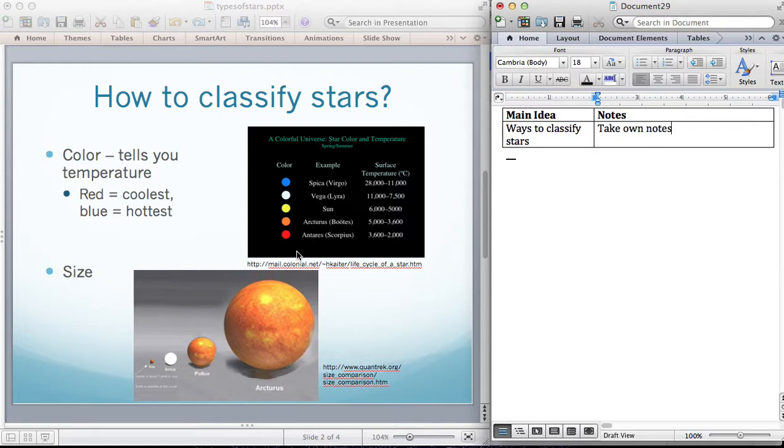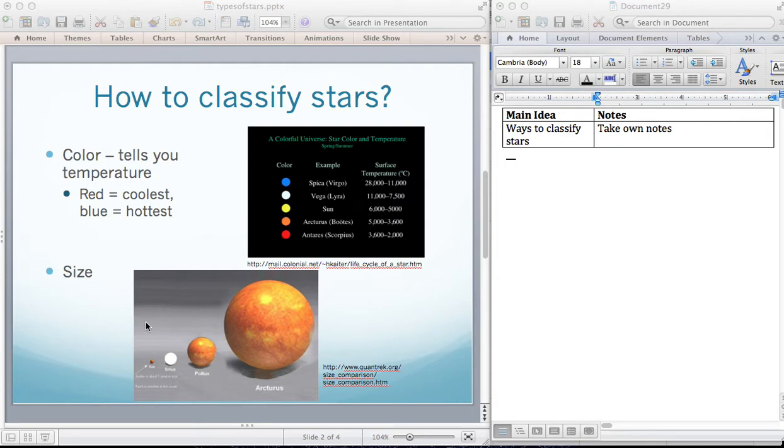So the overall color of the star gives you a good idea of how hot it is, going in order through the rainbow, red being the coolest relatively, like 2,000 to 3,000 degrees, whereas blue will be the hottest, anywhere from 11 to 28,000 degrees. And we see that our sun as a yellow star is pretty much right in the middle, 5,000 to 6,000 degrees. We can also look at size.